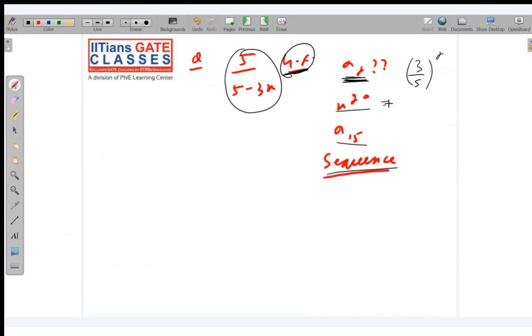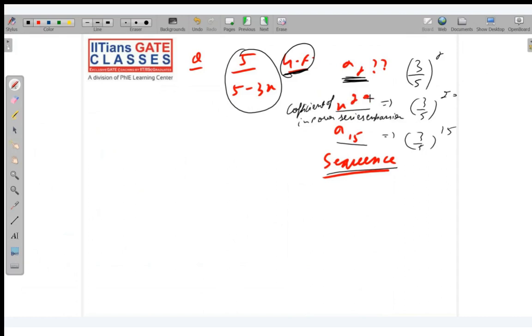What about x power 20 coefficient? 3 by 5 power 20. What is A15? 3 by 5 power 15. The x power 20 coefficient is the problem. I answered 3 by 5 power 15. So I should write like this: coefficient of x power 20 in power series expansion. It is nothing but the same as your A20.